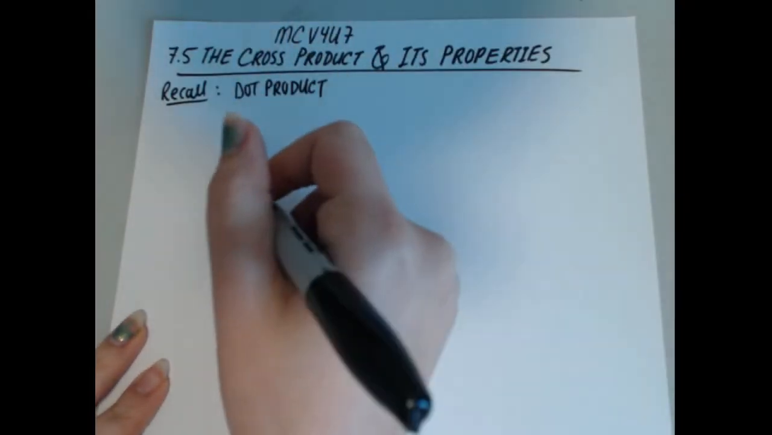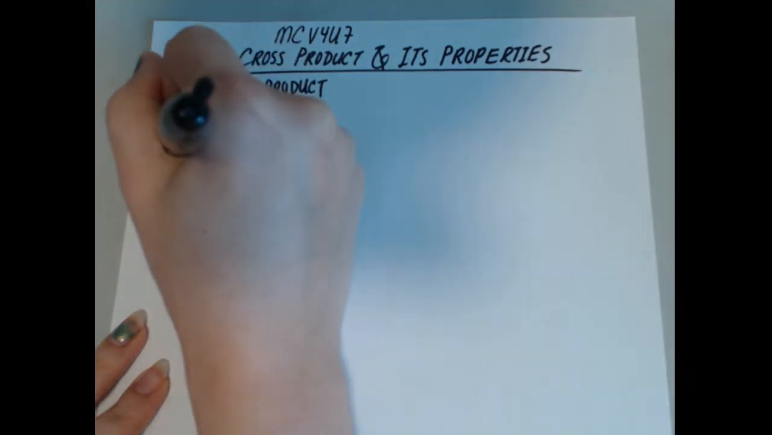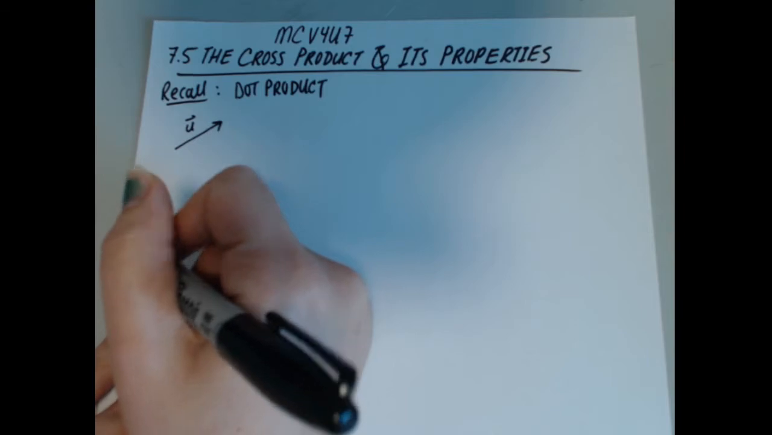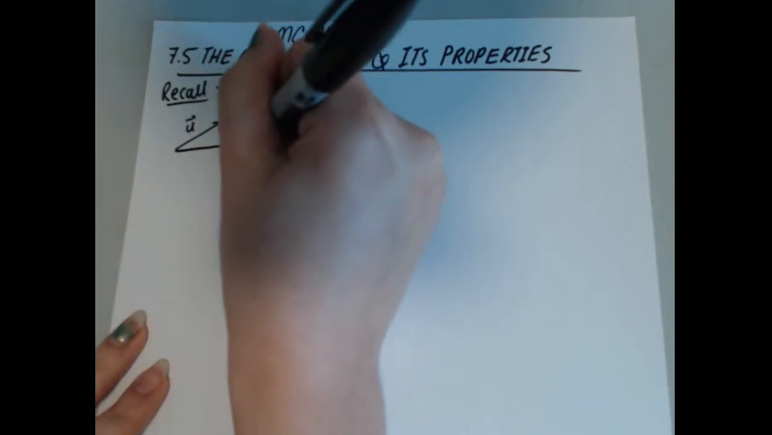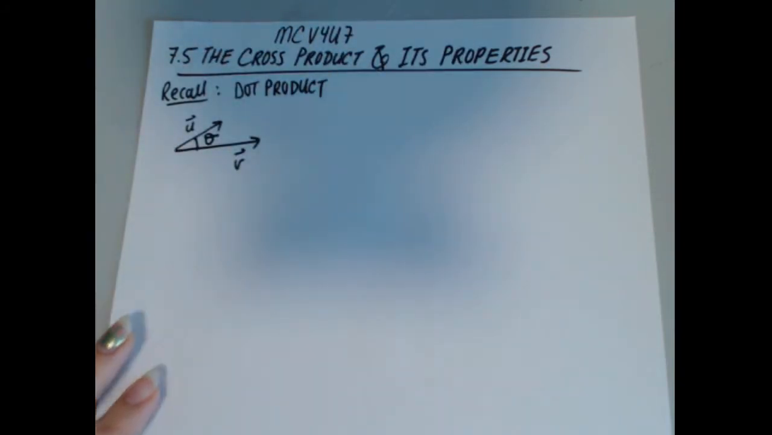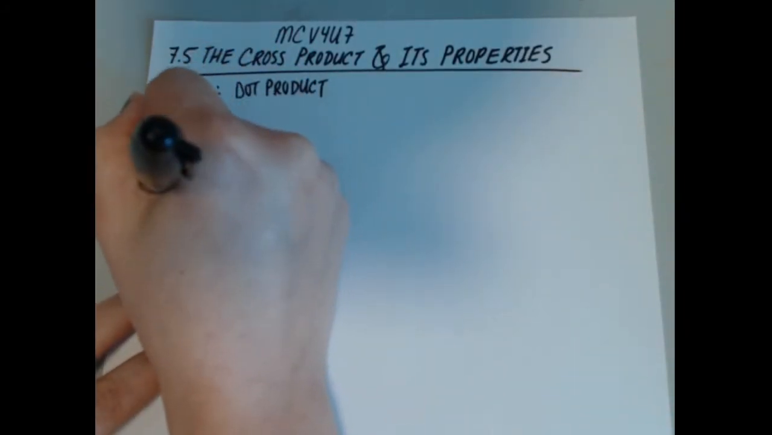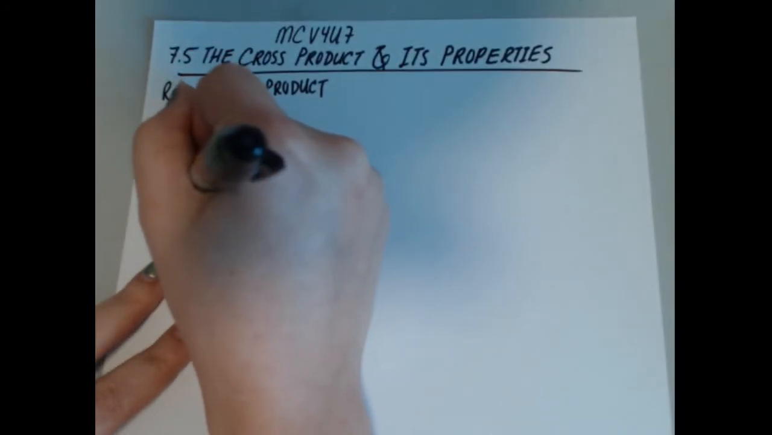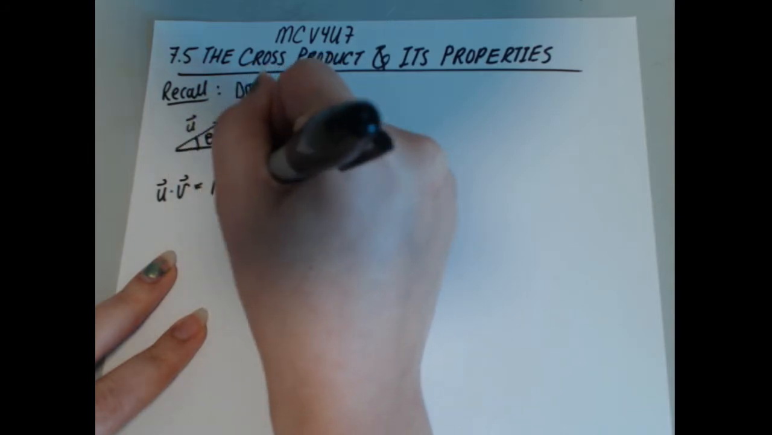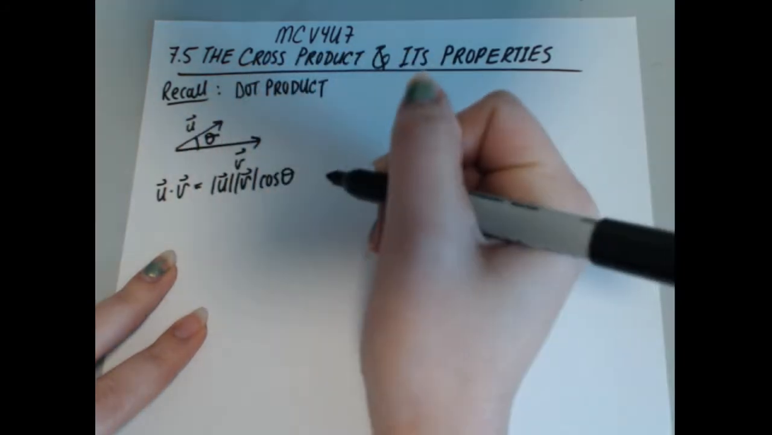The dot product says that if you have two vectors, u and v, and we place those vectors tail to tail, then we can denote the angle between them as theta. And we can represent the dot product in one of two ways. One way is u dot v is equal to the magnitude of u times the magnitude of v times cosine of the angle between them.